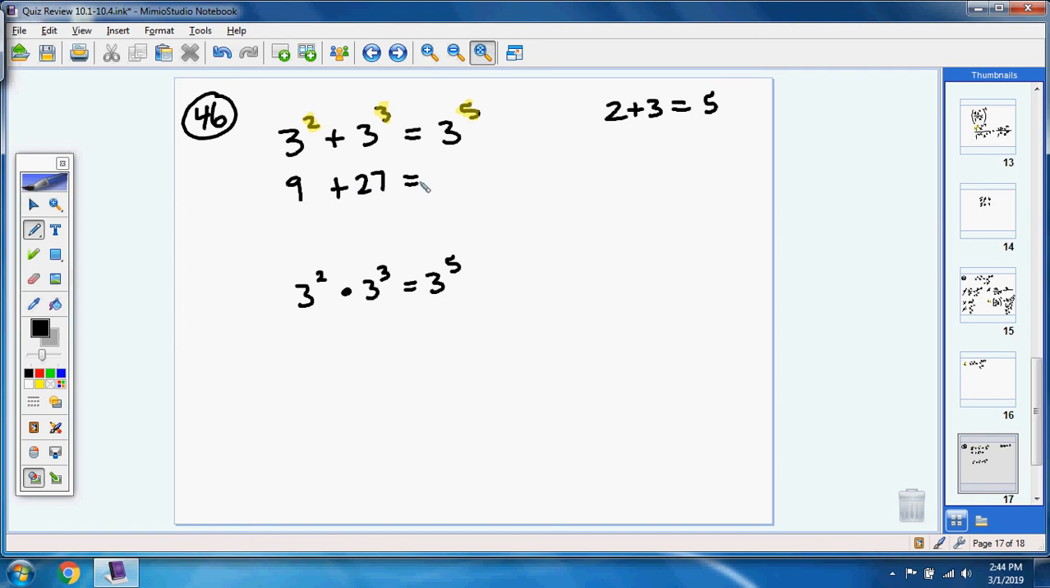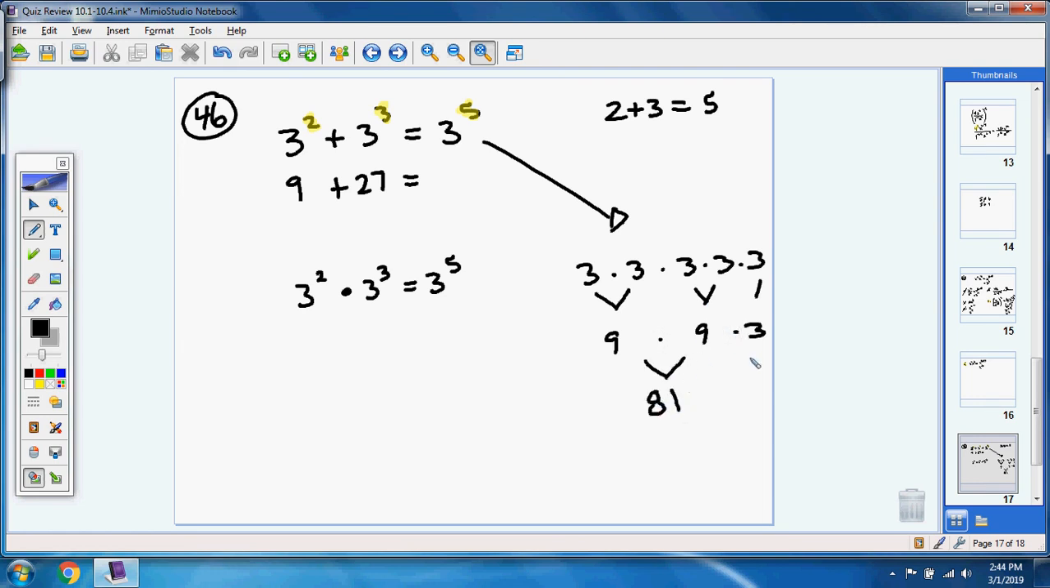9 plus 27 is equal to, and then over here, you could really just say, okay, it's a bunch of 3s. And we know that 3 times 3 is 9. Got the single 3. 9 times 9 is 81. And right there, you already know it's not going to work. But again, with the proving it, so I've got 243. 9 plus 27, does that give me 243? Of course it does not.